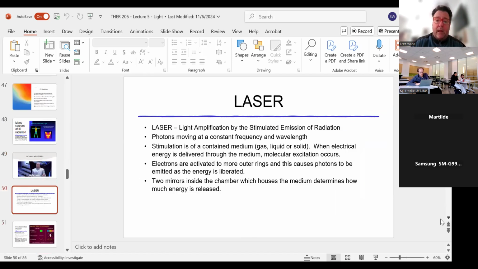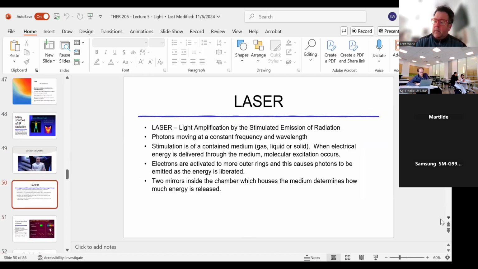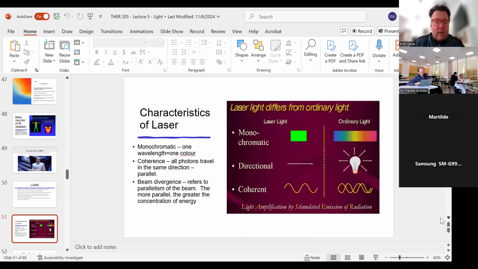So let's get into that. Laser, the acronym is a good thing to know. I think I have that. I'm pretty sure I have that. So anyway, if you don't, it's light amplification by stimulated emission. Characteristics of a laser is a good one too. Characteristics of laser. I like that one.